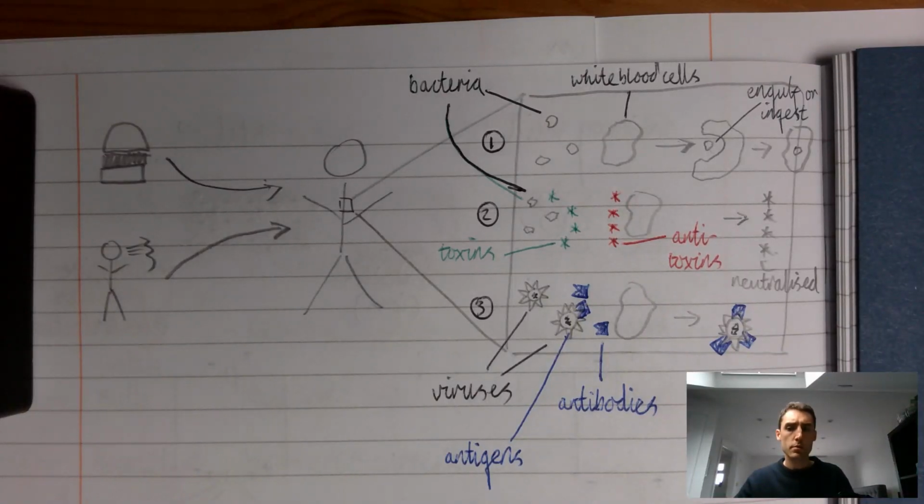Hi everyone, welcome to this video on lesson 8 of the Human Body Part 2 scheme. This is on the immune system. And this is just a really simple overview of the ways in which white blood cells can fight pathogens that enter our body.